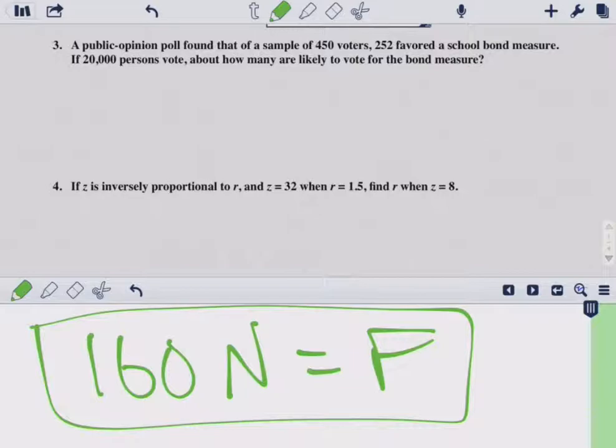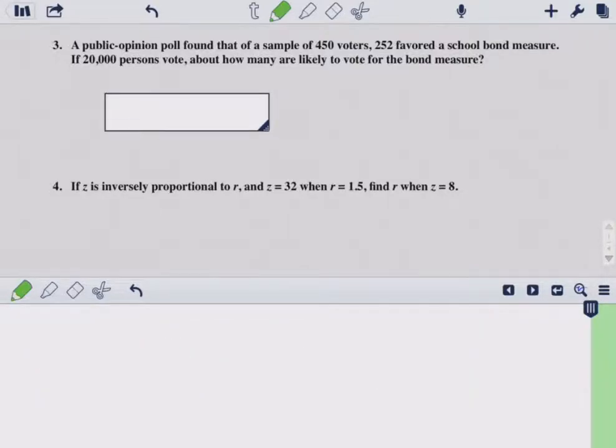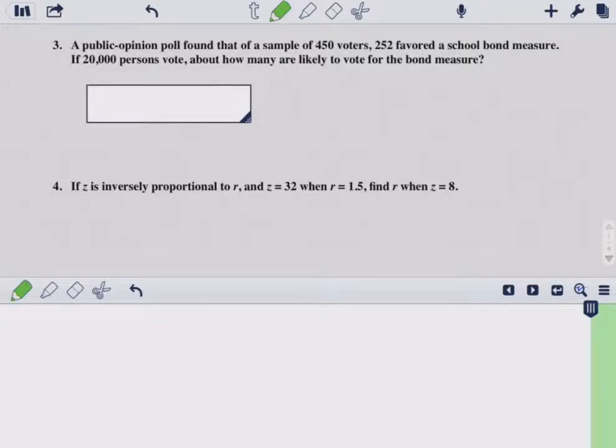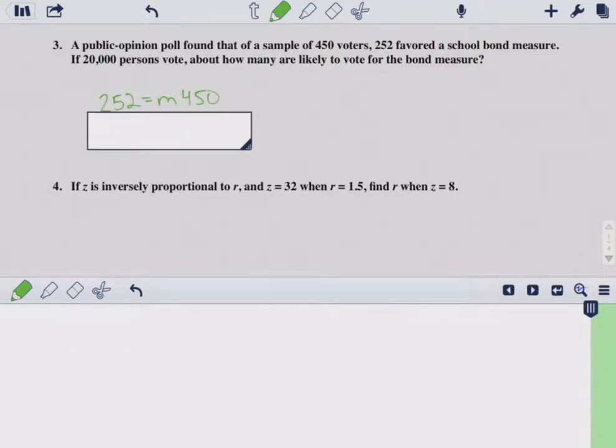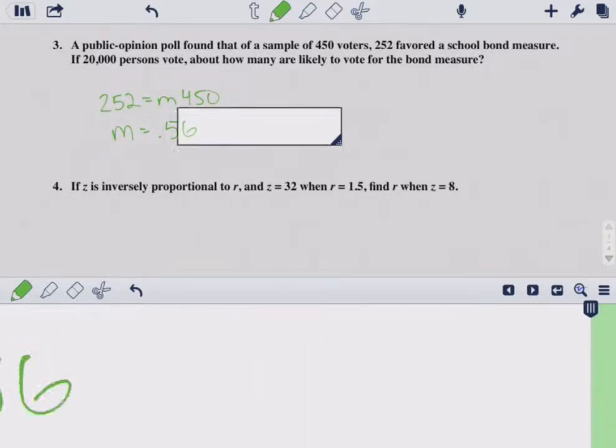Okay, now we get another one. A public poll found that of a sample of 450 voters, 252 favored a school bond measure. So 252 is equal to m times 450. All right, so that means m is equal to 252 divided by 450. We get m is equal to 0.56.